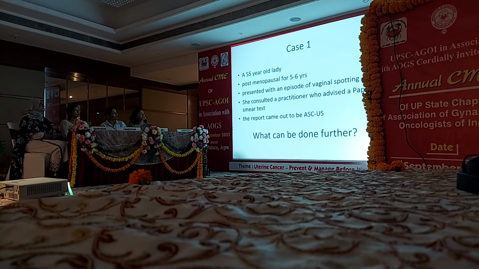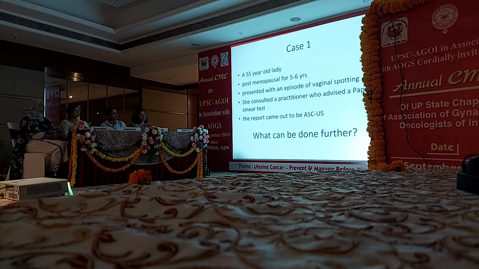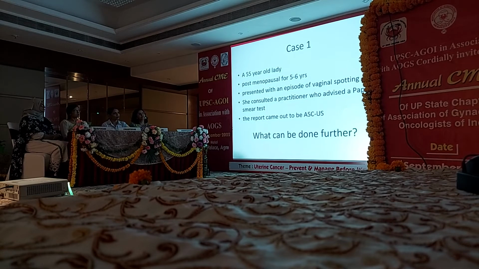This is a 55-year-old lady who presented with postmenopausal bleeding, and she was menopausal for 5 to 6 years. It was just a spotting, and she consulted a practitioner who advised a pap smear, which many of us are doing. The report came out to be ASCUS. So what do we tell this patient, and do we do anything more for her?